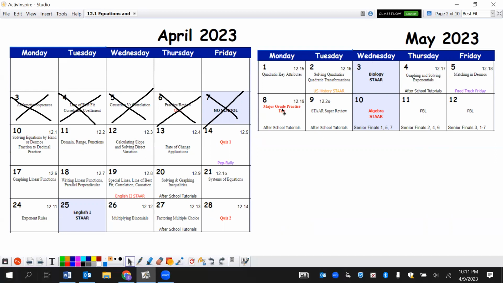And then on May 8th, there's going to be a test grade, kind of like a little mini practice start test. That's going to count as a test grade. And then your real start test will be on May 10th. So today we are going to be solving equations by hand. And then at the end of the video, we're going to review how we can solve it with decimals.